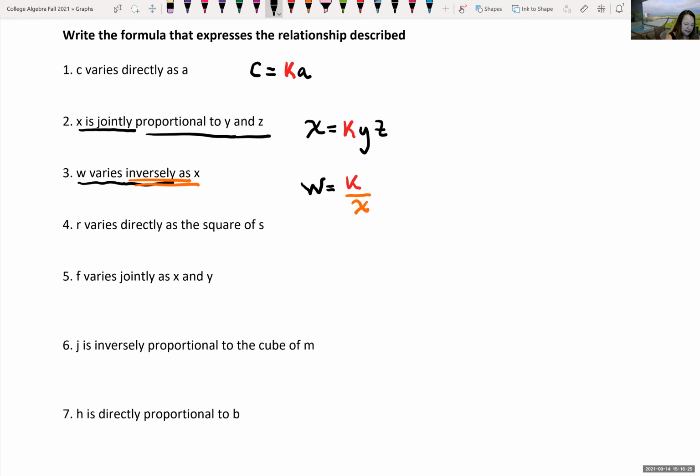So the next one states R varies directly as the square of S. So R equals some K times S squared. Number five says F varies jointly as X and Y. So that tells me I'm multiplying K times X times Y.